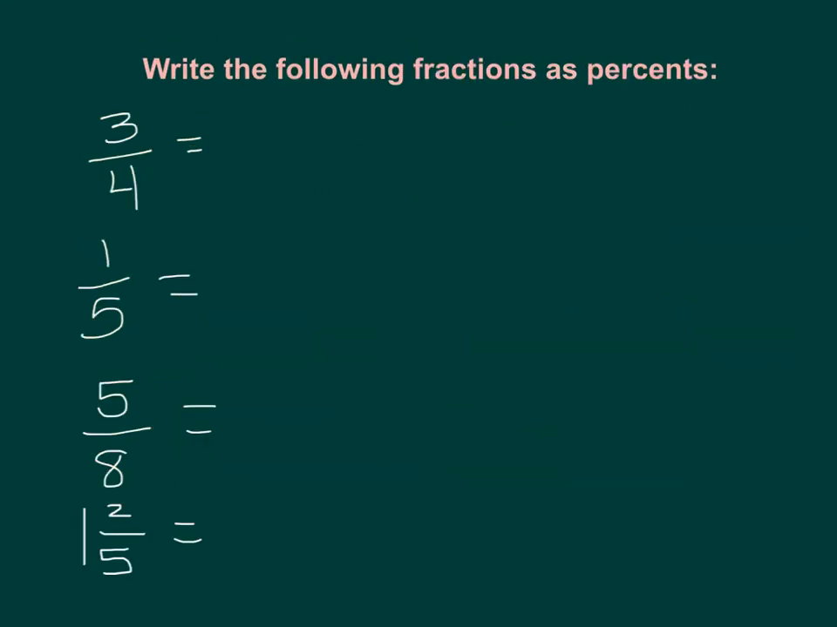Okay, so the next one is to write fractions as percents. To change a fraction to a percent, the easiest method is really to change it to a decimal and then just multiply by 100. So we divide 3 by 4, and we get 0.75, multiply by 100, and we end up with 75%.